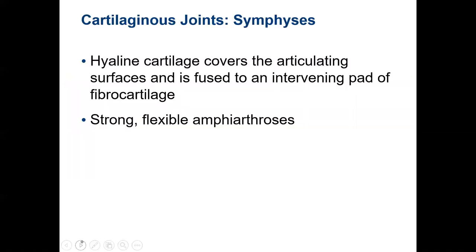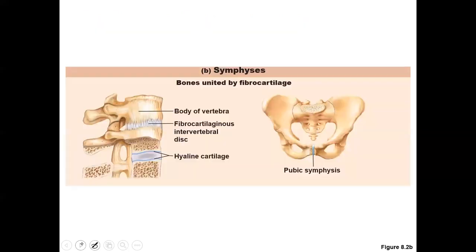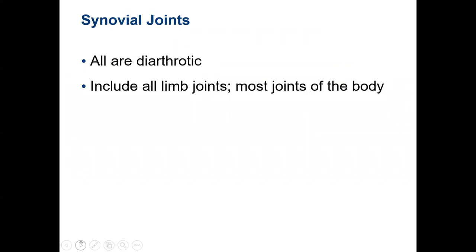And then there's a symphysis. A symphysis is slightly movable. It's when you've got fibrocartilage in between the bones. It's a shock absorber. There's the symphysis, that's the intervertebral disc. And then here's the pubic symphysis. And so that's fibrocartilage holding the bones together. So all of that to say that really what we care about and what we think about when we talk about joints are the synovial joints.